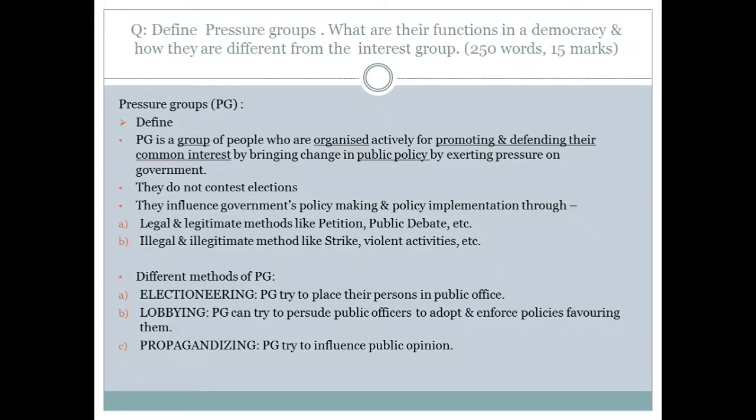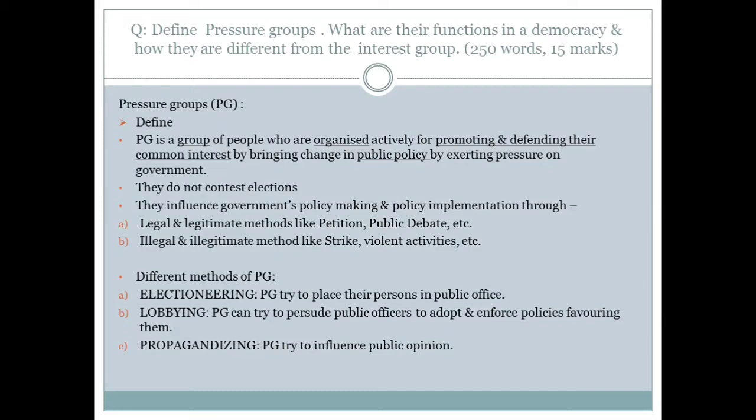Now coming to the methods of pressure groups. The first method is electioneering. In electioneering, they generally place their persons in public office. Earlier we saw that they do not contest elections, but they will indirectly try to do this. The best example is the RSS. The RSS doesn't fight elections, as we all know. Then how do they place their persons in public office? Through the BJP. They send their members to the BJP, then the BJP members fight elections and come to public offices.